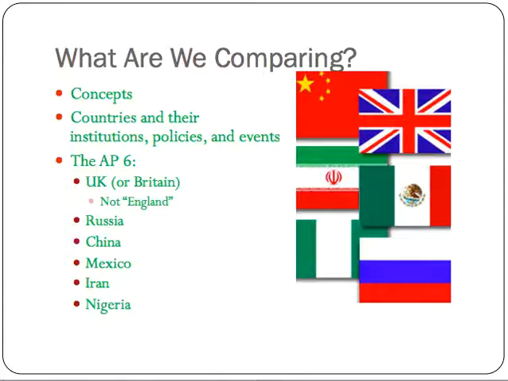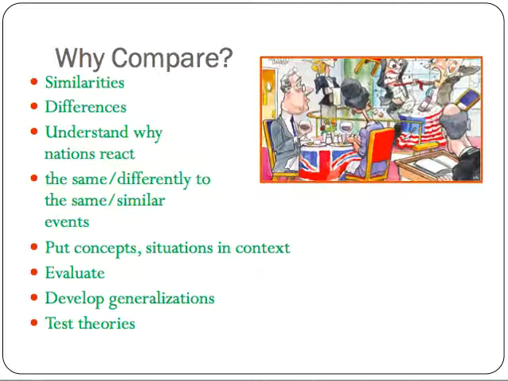So the 6 countries that we're going to look at, obviously we're going to look at key concepts in this first unit, and we're going to go throughout those in the 6 different countries, look at their institutions, policies, and any important events. You're going to look at the UK, you're going to look at Russia, China, Mexico, Iran, and Nigeria. Again, we're going to look at similarities and differences.